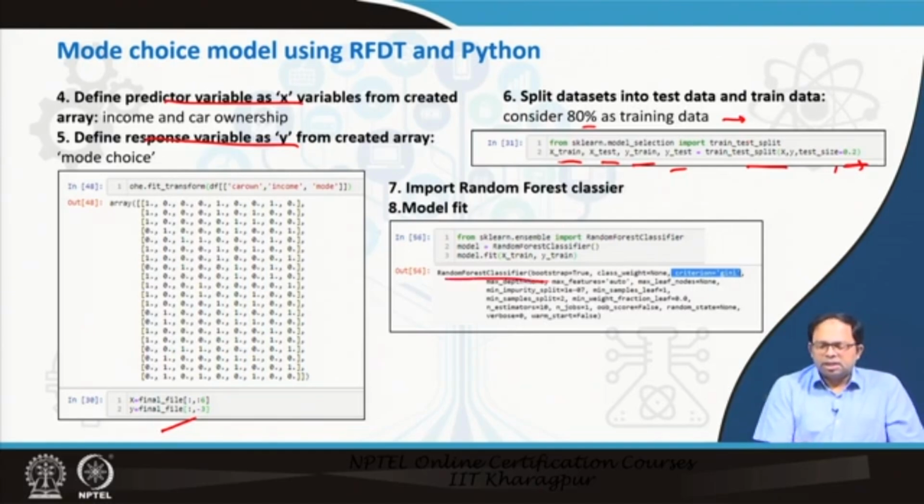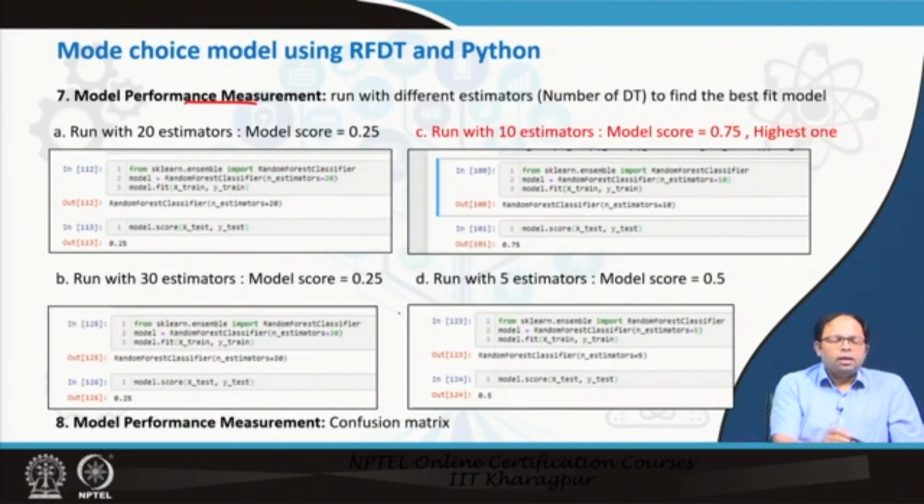This is the random forest classifier, and again we can set the criterion as Gini. We can also set certain other parameters like the number of estimators, which is 10. This means how many random decision trees would be created. So, 10 decision trees are created, and we can set many other criteria. Then model performance measurement is done.